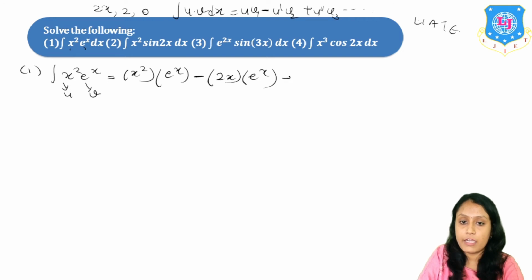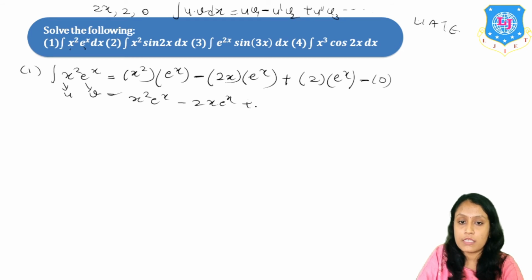Now here we have negative, so write plus over here. In the first bracket write the derivative, so it is 2, and again integration, so e raised to x. Now here we have a plus sign, so minus sign. Now the derivative of 2 is 0, so further all the terms are 0, and we'll stop at this place. Just simplify: this is x square e raised to x minus 2x e raised to x plus 2 e raised to x, which is the answer.